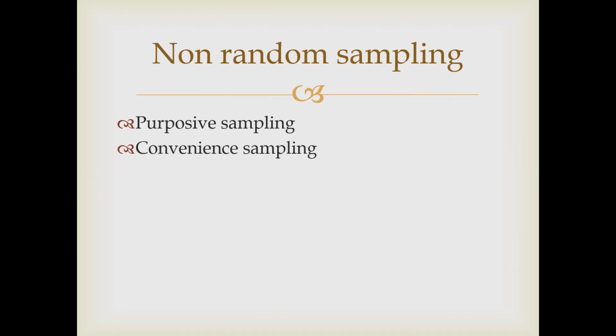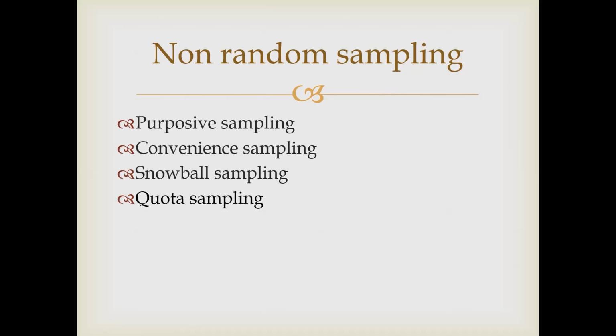Now we come to non-random sampling. In most research studies, we have to use non-random sampling because you may not get a sampling frame or a list of the respondents or sampling units. So let us see what the non-random sampling methods are. There are different methods: purposive sampling, convenience sampling, snowball sampling, quota sampling. So these are the 4 methods of non-random sampling.